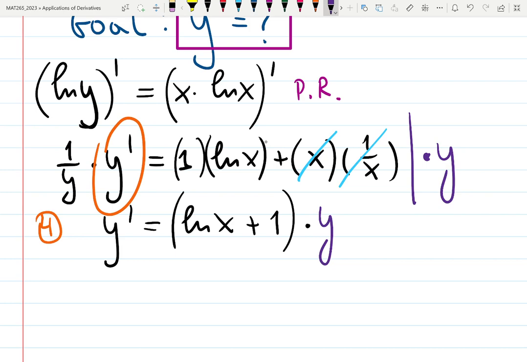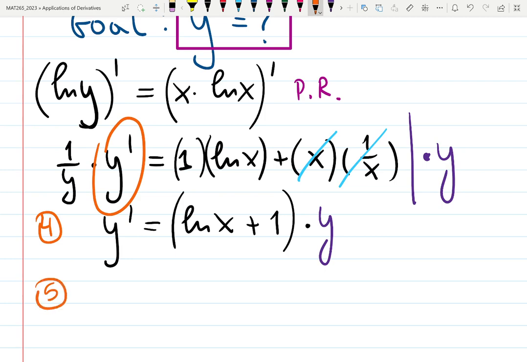That is the answer, but we don't like it because it has x and y. But we usually had that before. With implicit differentiation, we had x and y in the answer. But this time we don't have to. Do you know why? Think about it and tell me.